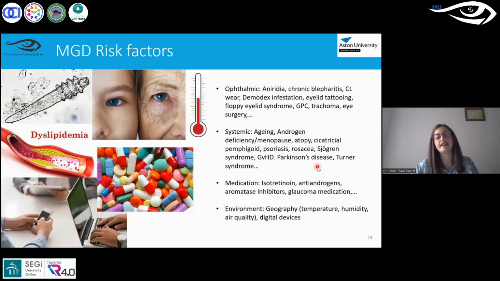And then we also obviously have the environment, so the geographical factors such as temperature, humidity, and the blinking and staring at devices. There's recently a new TFOS lifestyle report where they go through all of this. That's more focused on dry eye, but because dry eye and meibomian gland disease are so intertwined, we can actually read that and you'll find all this in a lot more detail.